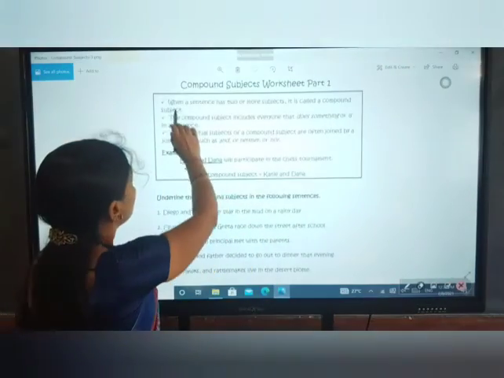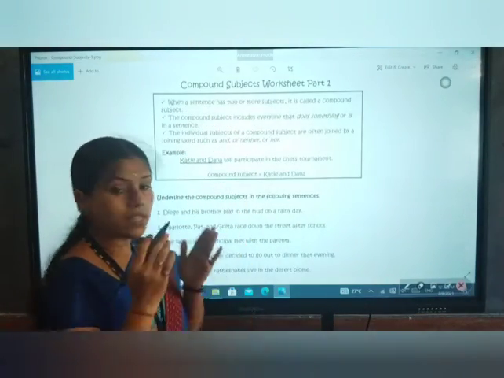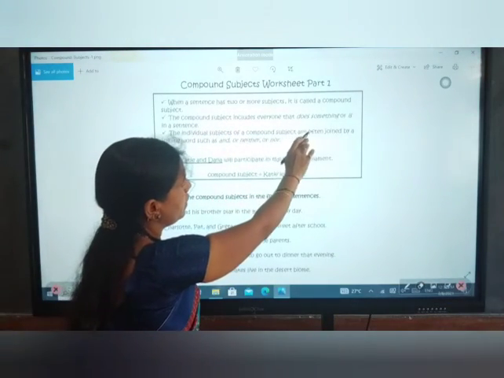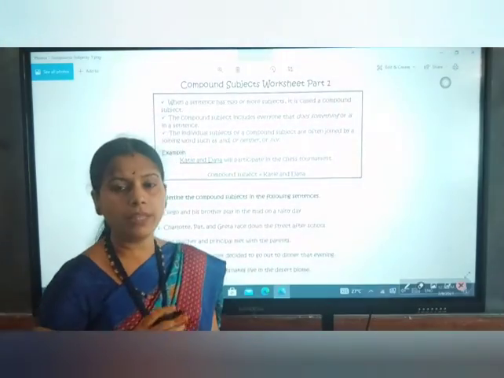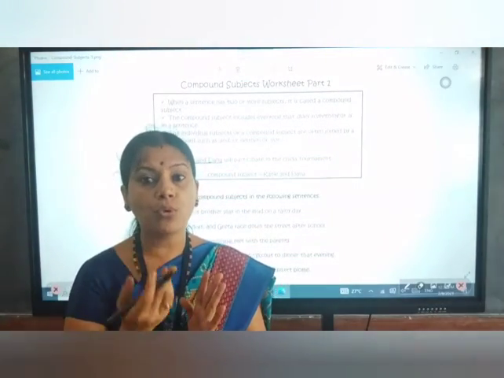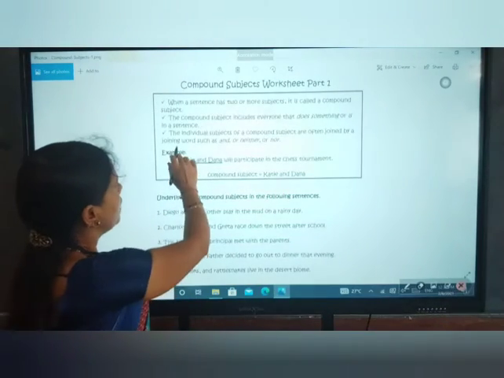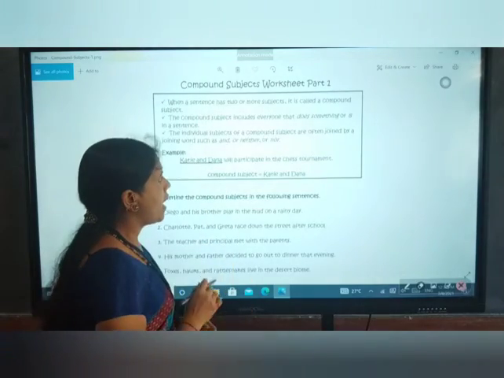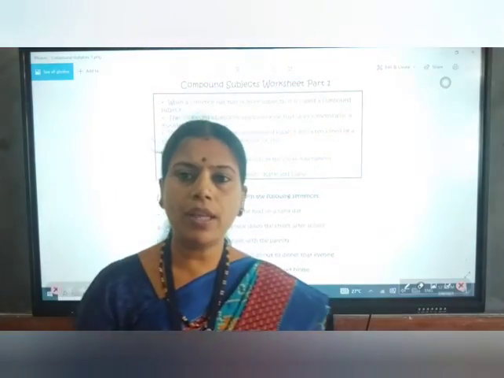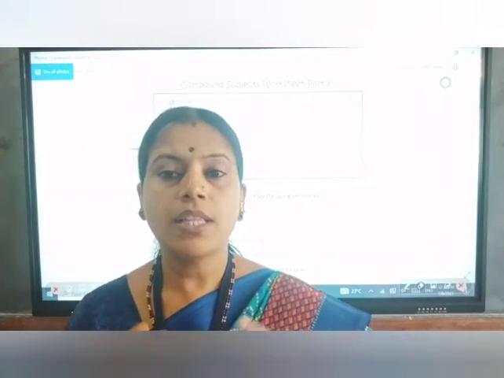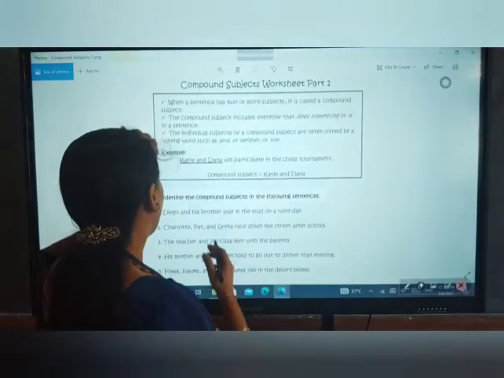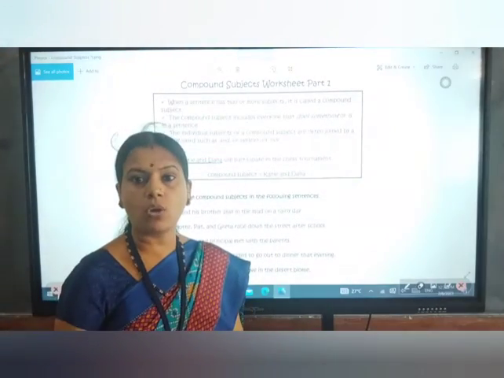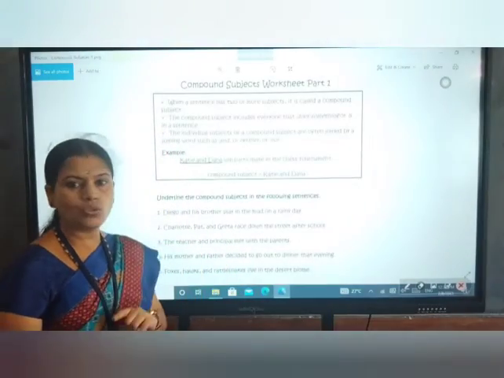See here they have given, when a sentence has two or more subjects, it is called a compound subject. So the compound subject includes everyone that does something or is in a sentence. Means it is having more than one noun or pronoun. The individual subjects of a compound subject are often joined by joining words such as and, or, neither, or nor. Here, when we are taking two nouns or two pronouns, these are joined with and, or, neither, nor. So the joining words, which we are calling conjunctions, are what join them.